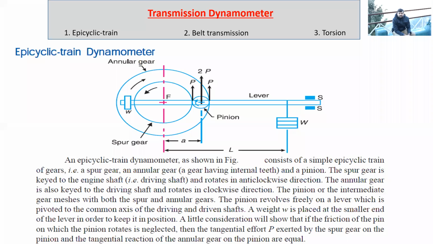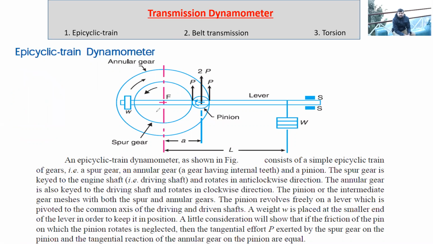Let's start with the epicyclic train dynamometer. So epicyclic gear, you already know that in an epicyclic gear train, there is one sun gear, then there is one planet gear, and there is one annular gear. This annulus gear has internal teeth, this sun gear has external teeth, and this planet gear also has external teeth. So if the sun rotates in clockwise direction, then the planet gear will rotate in anti-clockwise, and the annulus gear will also rotate in anti-clockwise direction. So this is a typical epicyclic gear train.